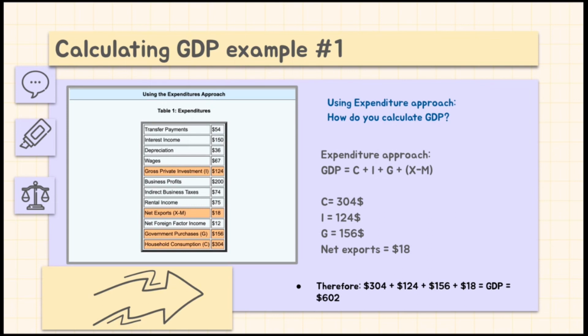So in this case, the C is represented by household consumption, which is $304. The G refers to government spending, which is $156. I is gross private investment, which is $124. And the net exports, which is in the table, is shown to be $18. So therefore, GDP using the expenditure approach is 304 plus 156 plus 124 plus 18, and that should equal $602.